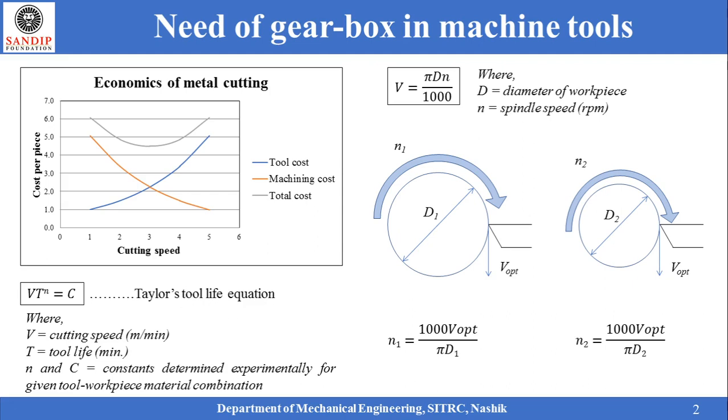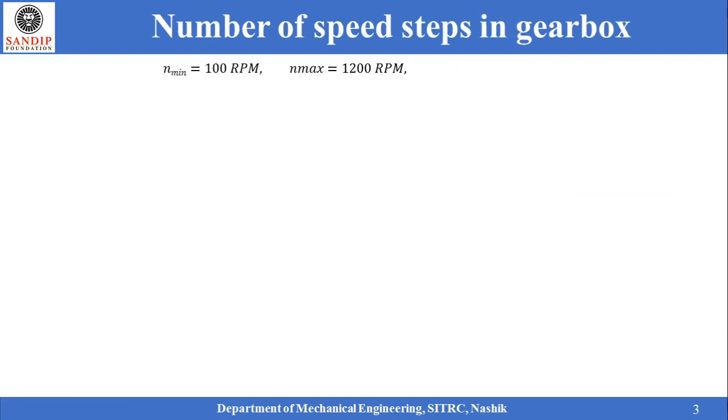Let us understand the next step of gearbox design. The first decision the designer has to take is how many speed steps should be there in the gearbox when the speed range is defined. Let us consider an example in which the speed range is 100 rpm to 1200 rpm.